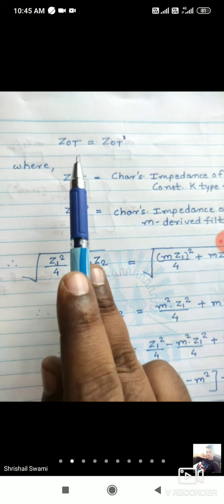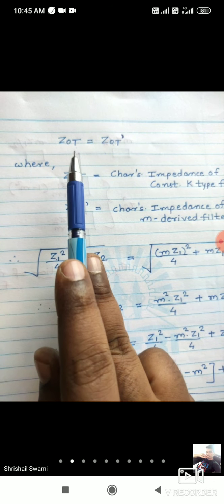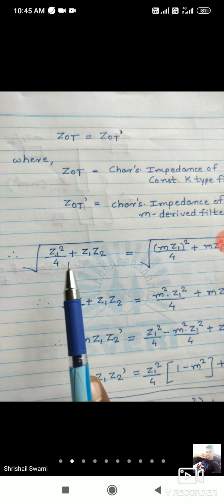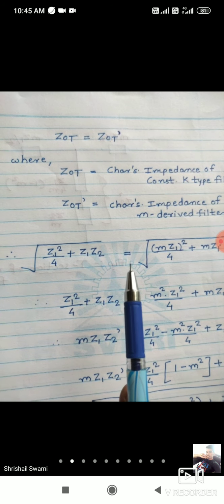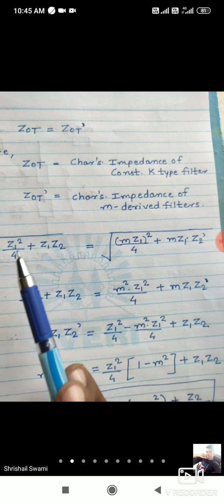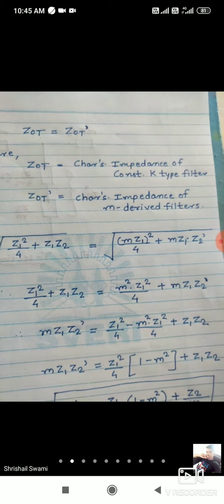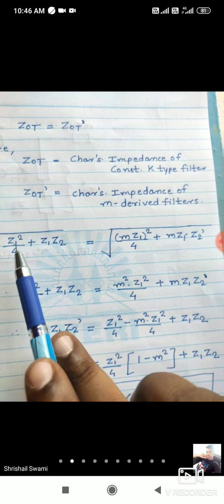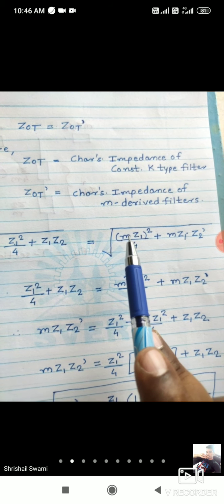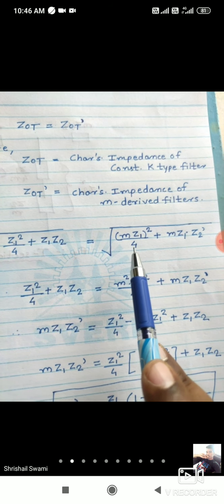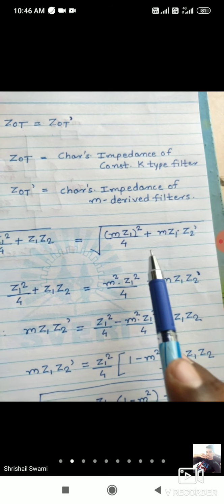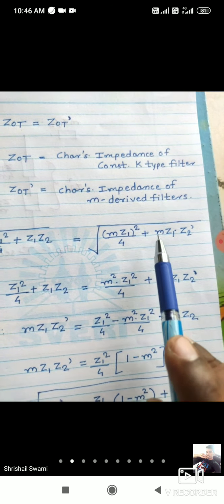Now already we have derived the expression of Z0T. So Z0T is nothing but the square root of Z1 square divided by 4 plus Z1 into Z2. Similarly, wherever Z1 is there, you can replace it by MZ1. Z1 by 2 bracket square will be replaced by MZ1 divided by 2 bracket square, that is nothing but m into Z1 bracket square divided by 4, plus Z1 is replaced by m into Z1 and Z2 is replaced by Z2 dash.